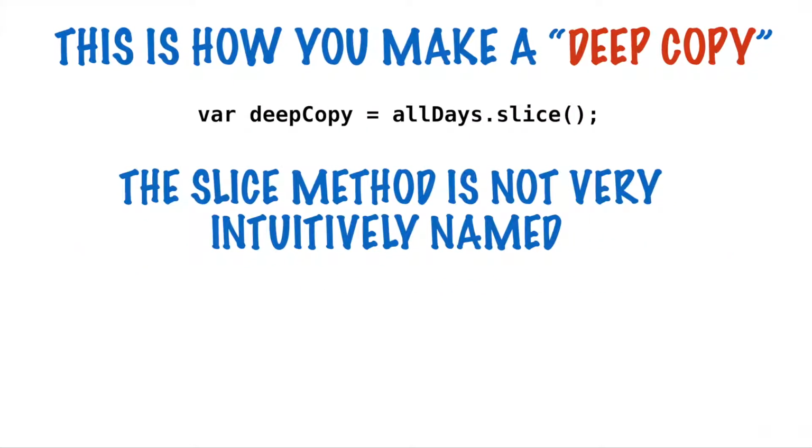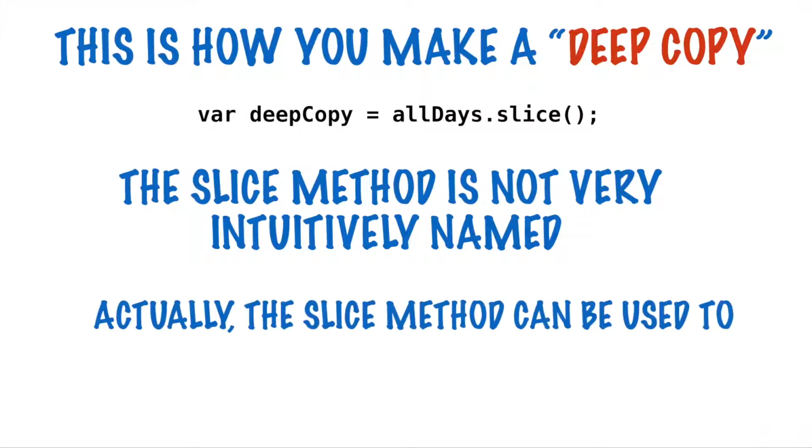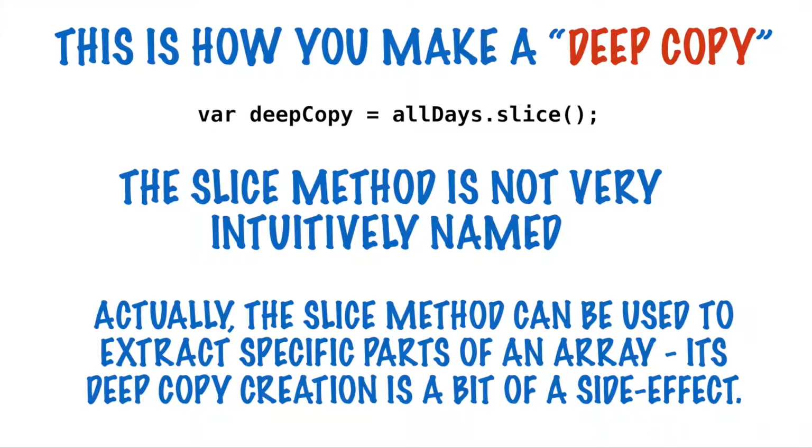The slice method, again, is not very intuitively named, and the reason for that is it's not really used to create deep copies. The exact use of slice is to extract specific parts of an array. Say an array has 10 elements and you want to extract elements 6 and 7 from that array. That's when you would use slice. So you want to slice elements 6 and 7 from the array and create a copy of those elements without affecting the original array. That's when you would use the slice method. Let's see that in action.